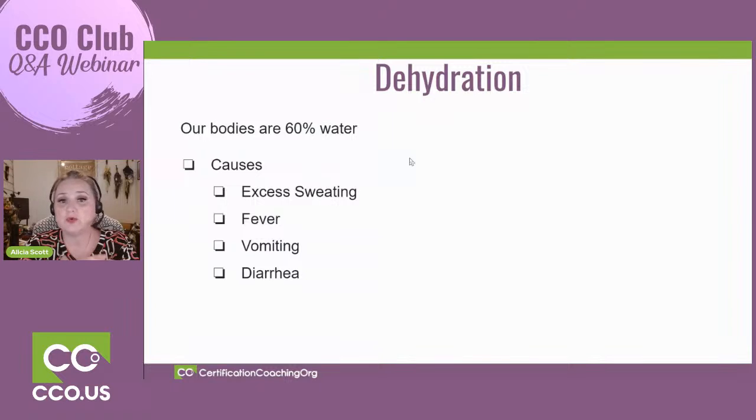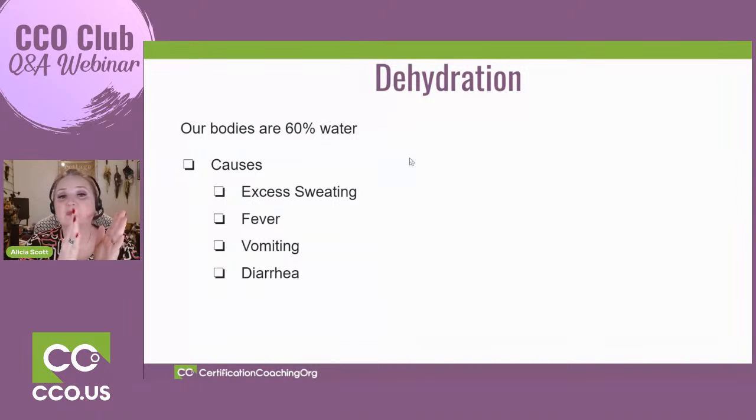Note that dehydration is the cause of lack of fluid in the body, water. We're 60% water, and the rest of us is kind of like dirt, I guess you could say, by the time you break us down on the tables of chemicals and things that we're made of. We're water and dirt.